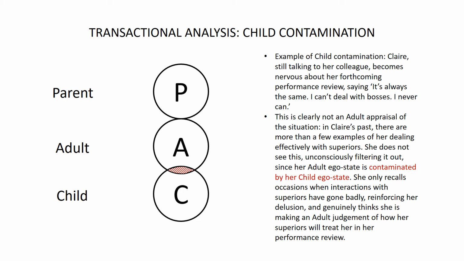In Claire's past, there are more than a few examples of her dealing effectively with superiors. However, with her adult ego state contaminated by her child, Claire does not see this as she is unconsciously filtering out the information. She only recalls occasions when interactions with superiors have gone badly, reinforcing her delusion, and genuinely thinks she is making an adult judgment of how her superiors will treat her in a performance review.